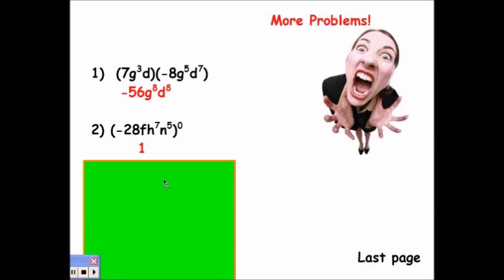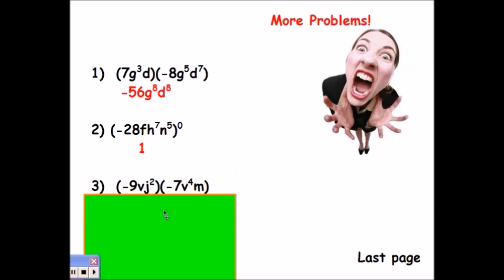Welcome back. Anything to the 0 power equals 1. Notice this whole thing, because of the parentheses, is the base. Press pause and work.